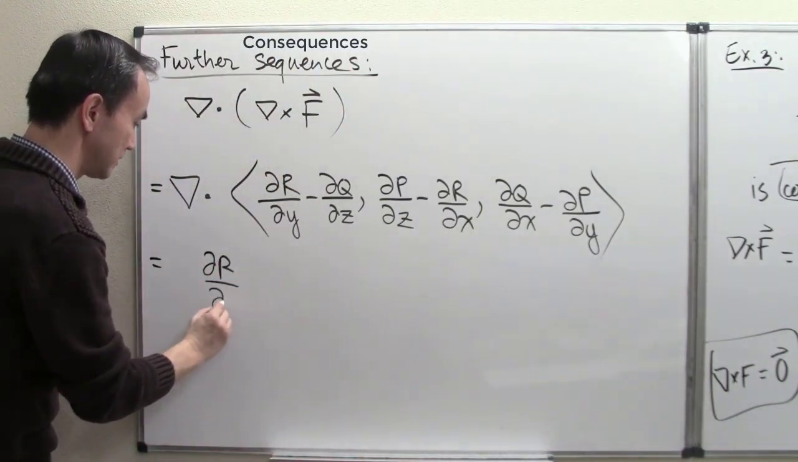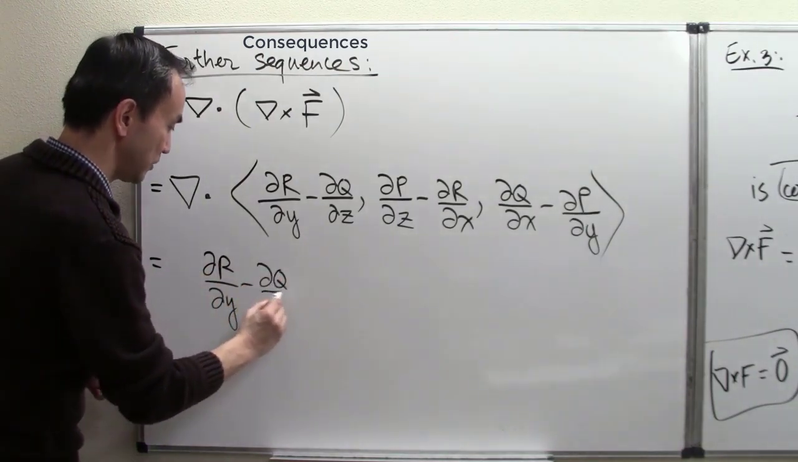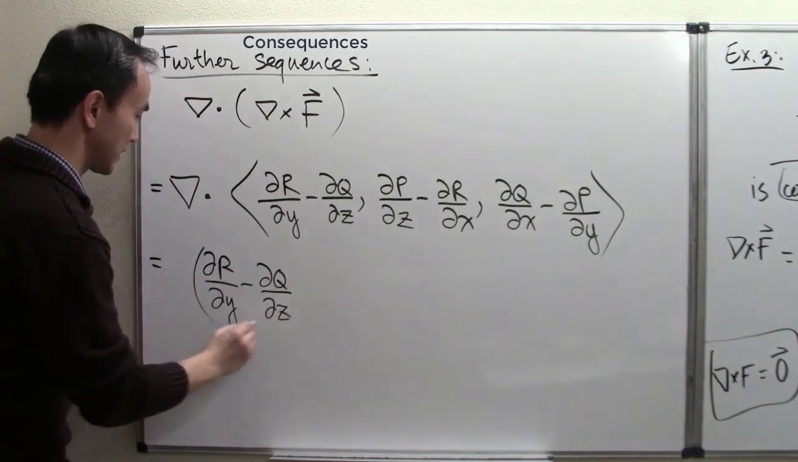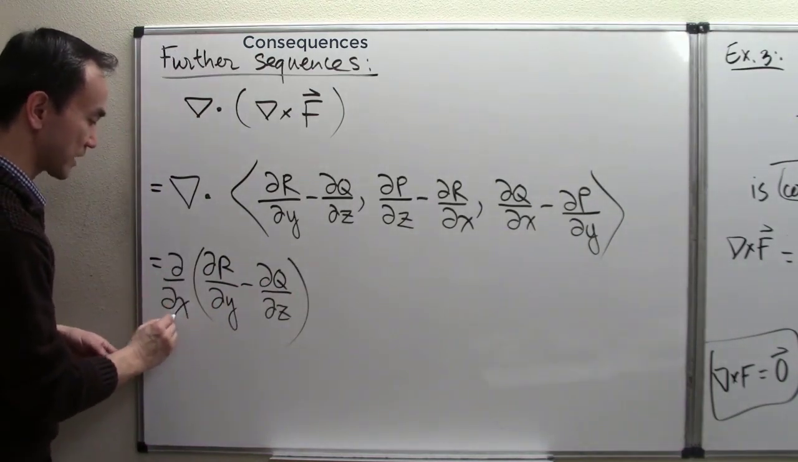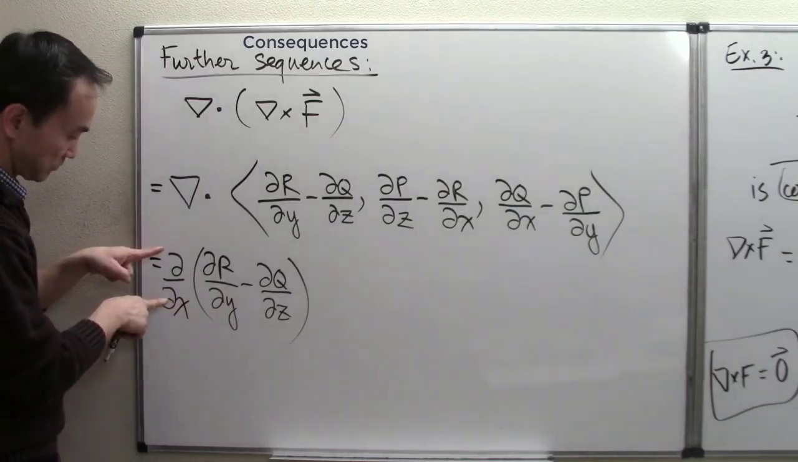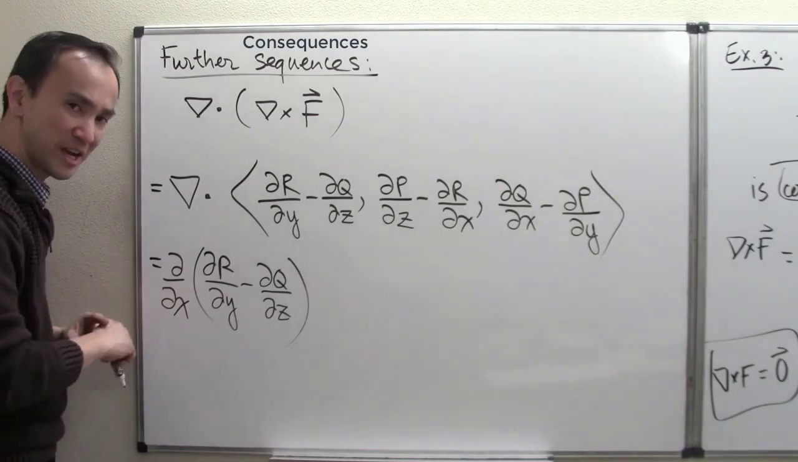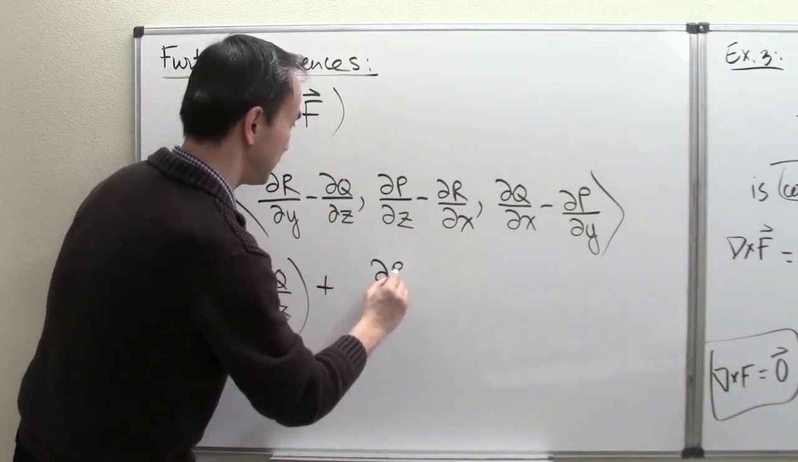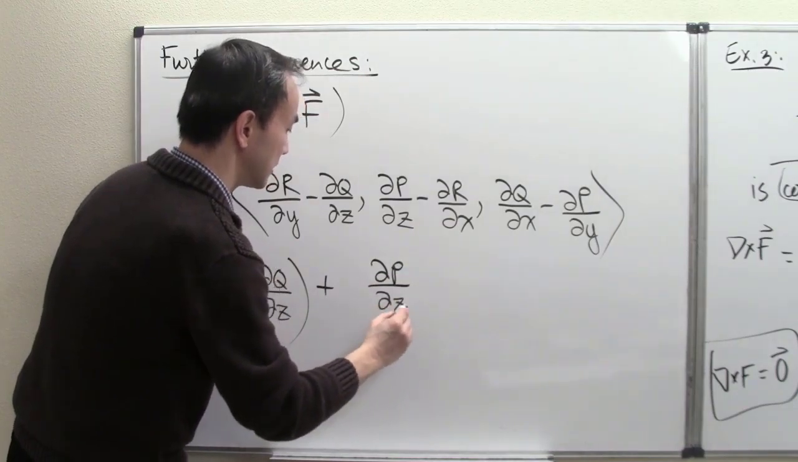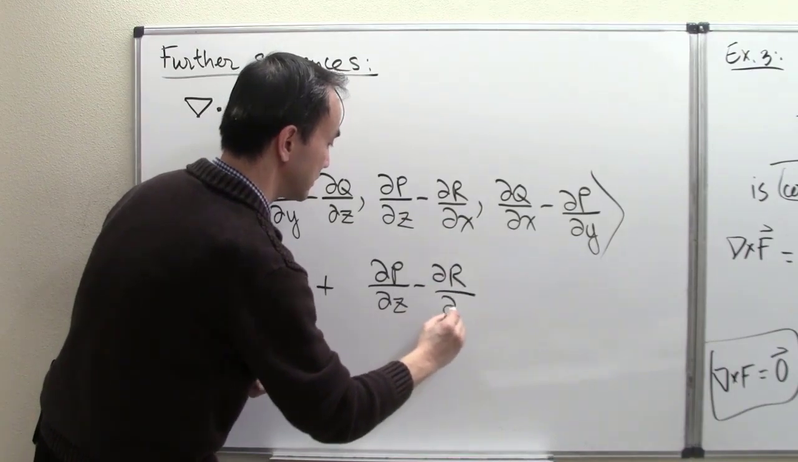We have dR/dy minus dQ/dz. Okay, we have that, but we're going to differentiate that with respect to x. We're going to find the partial derivative of this with respect to x. And then this middle component, dP/dz minus dR/dx.